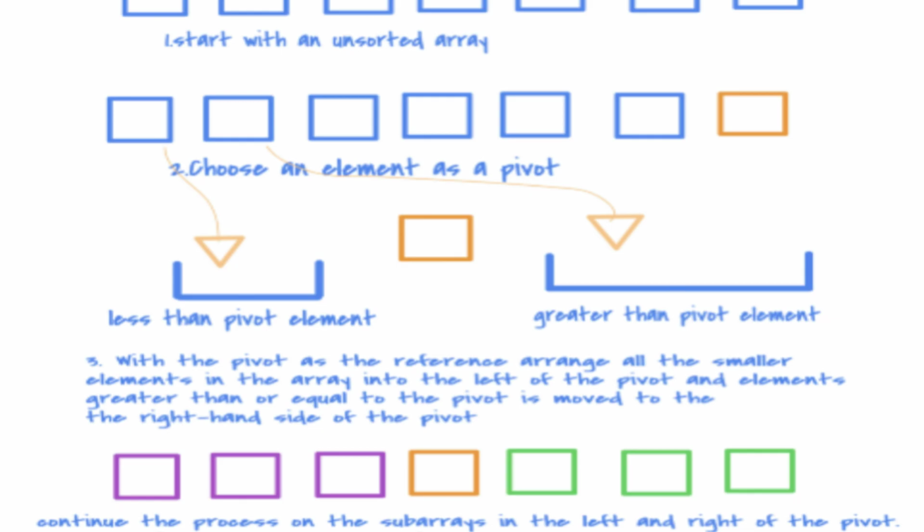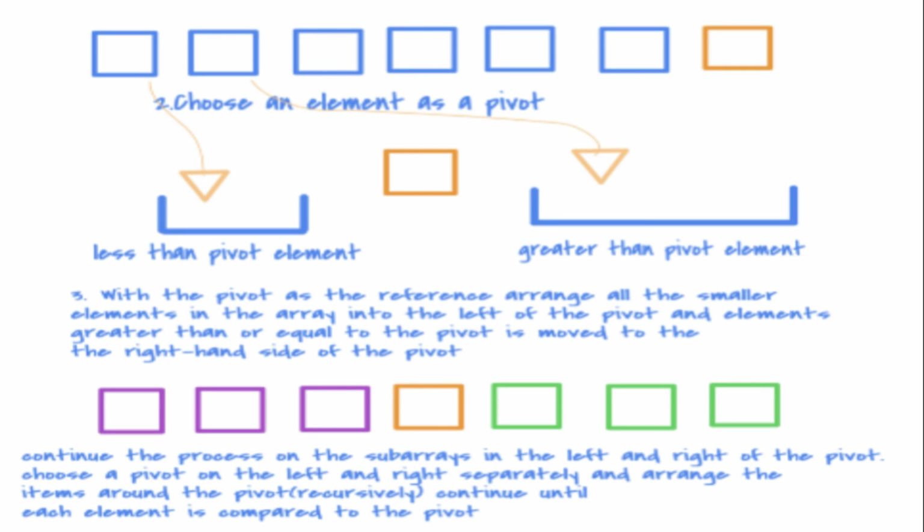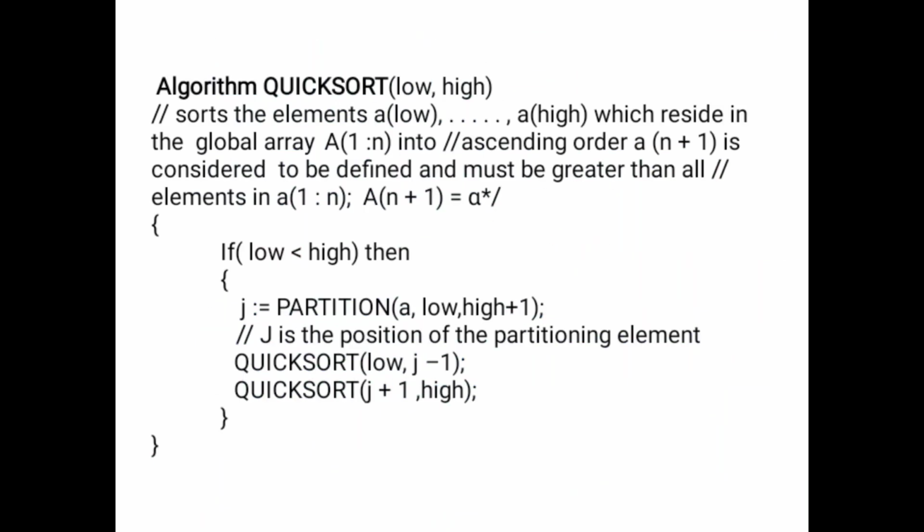With the pivot as the reference, arrange all the smaller elements in the array to the left of the pivot, and elements greater than or equal to the pivot move to the right-hand side of the pivot. After the implementation of the quicksort, this is how the table will look. That is, the array is partitioned into two subtables where the pivot element is found, and all the elements to the left of the pivot element are lesser, and all the elements to the right side of the pivot element are greater than the pivot element. This is the implementation of quicksort.